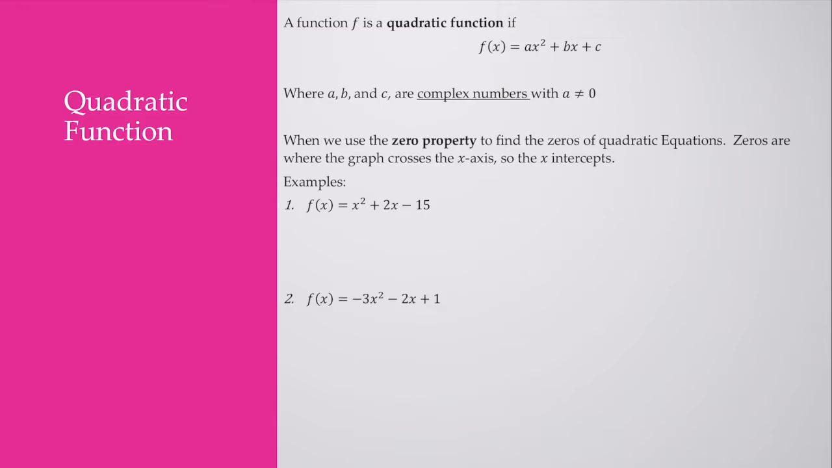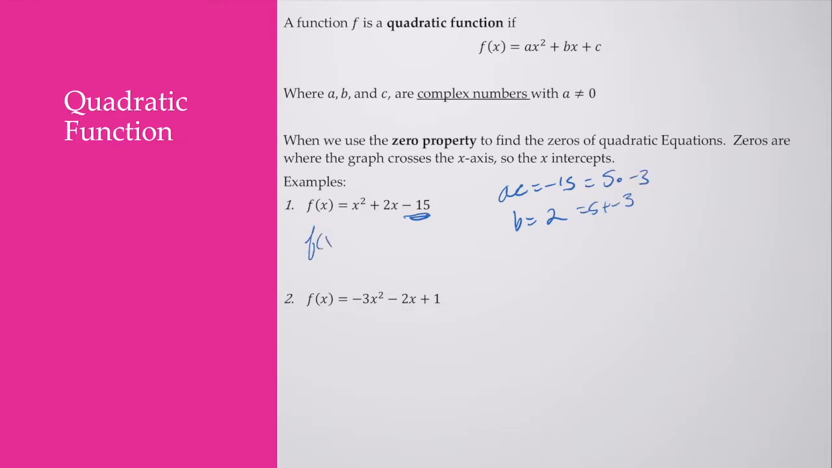By complex, I mean they're on the complex number line, but typically we work with real numbers, which are included in the complex numbers. When we use the zero property to find the zeros of a quadratic equation, remember the zeros are where our graph crosses the x-axis, so the x-intercept. So, for example, if f of x is x squared plus 2x minus 15, I ask, what are the factors of negative 15 that add up to 2? Well, that's going to be 5 and negative 3.